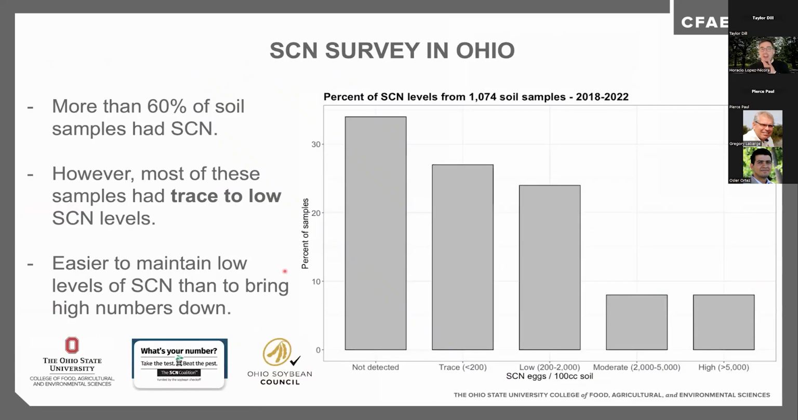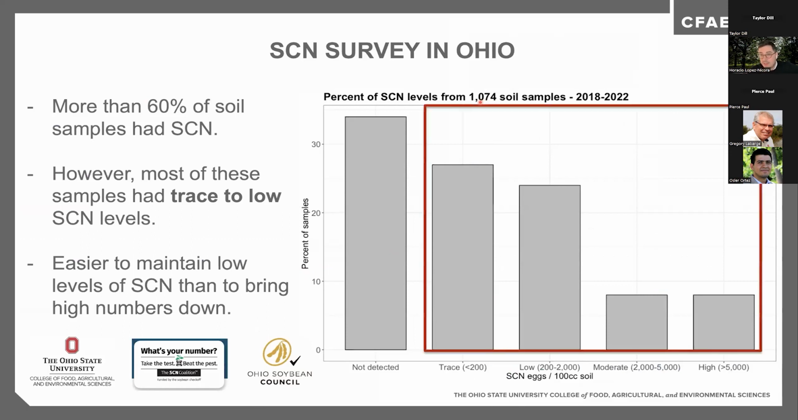Okay, with that, I want to just jump and summarize a little bit about our survey that we continue doing throughout Ohio. We're doing this with funding from Ohio Soybean Council and the SCN Coalition. Since 2018, we have been receiving soil samples from growers to the lab and processing those for soybean cyst nematode. We have processed more than 1,000 samples already. And from those samples, more than 65% tested positive for soybean cyst nematode.